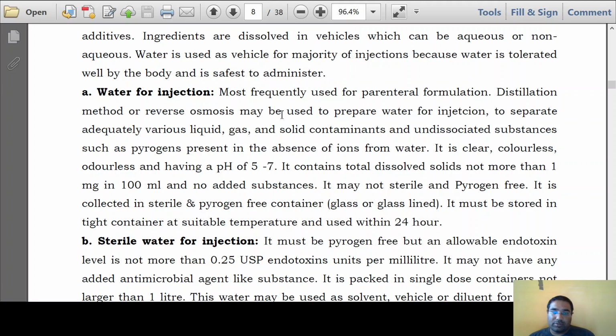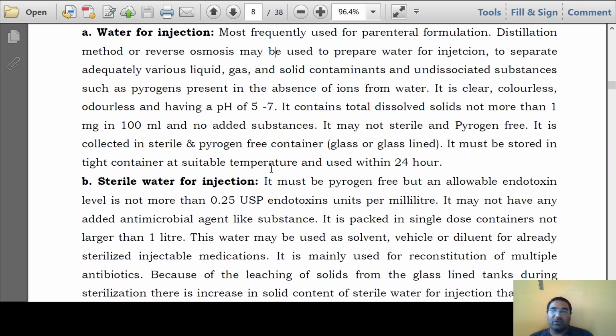Distillation or reverse osmosis is carried out to separate various liquid, gases and solid contamination and undissociated substances such as pyrogens present in the water. So pyrogens, undissociated substances, various contaminants and other unwanted particles can be separated with the help of distillation or by use of reverse osmosis. It is clear, colorless, odorless, and has a pH of 5 to 7.